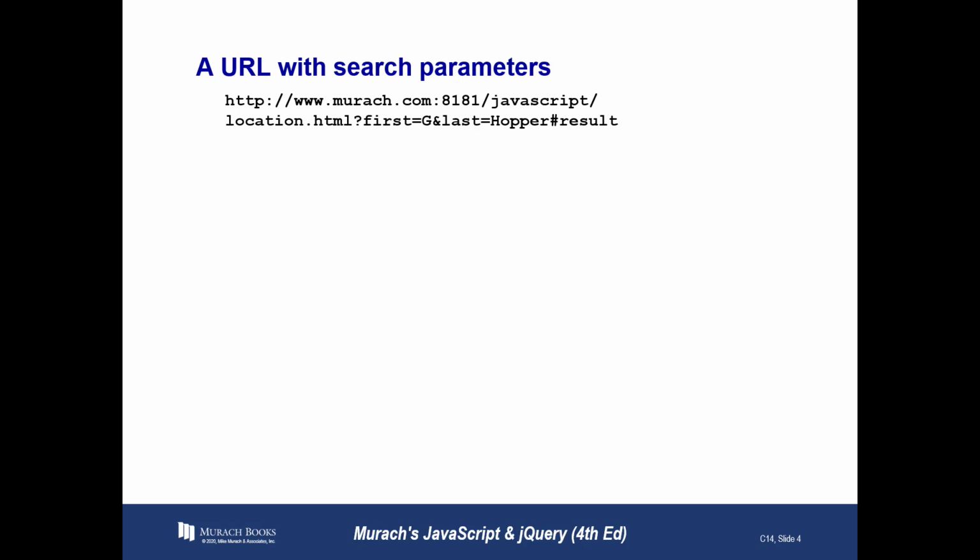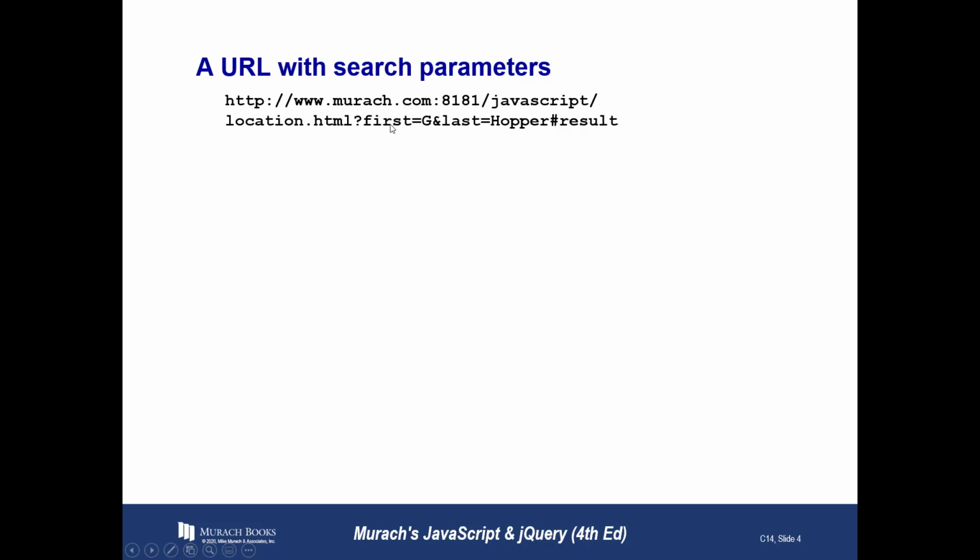All right, so it says here a URL with search parameters. Well, let's talk about what this is. First of all, this is going to be a GET. How do I know that? Because it's got the question mark and it's got some stuff here. All right, so we want to go to http://www.murach.com, and the port number is going to be 8181. The folder will be javascript, and under that folder, we want to open up the location.html file.